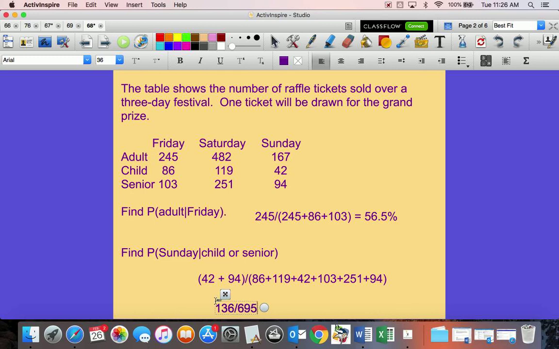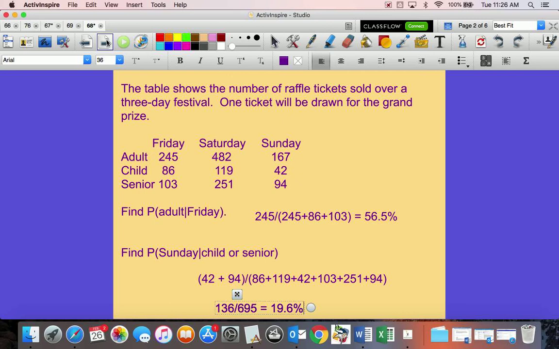Alright, now that one, it might be simplified, I don't know. I would make sure to just change it into a percent though, so that I'm sure that I would get that right. And that ends up being 19.6%. So once again, how we do this, when we have this weird notation here, Sunday, children and seniors go on top, and then the bottom is children and seniors. So it's always, the top is put everything together, and the bottom is just the stuff that's after this little bar here.